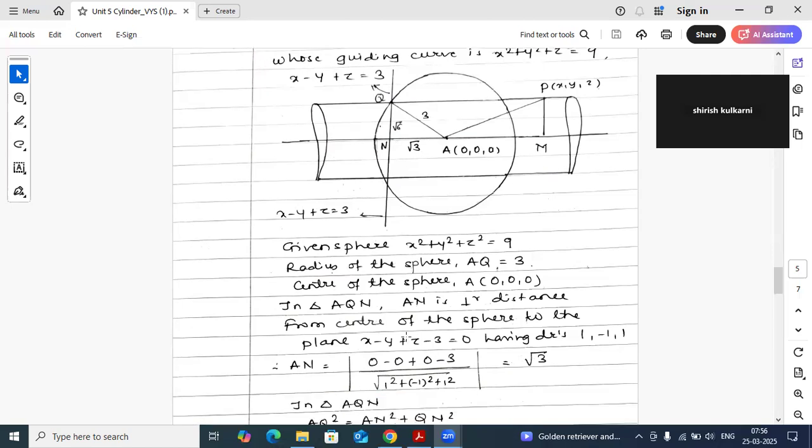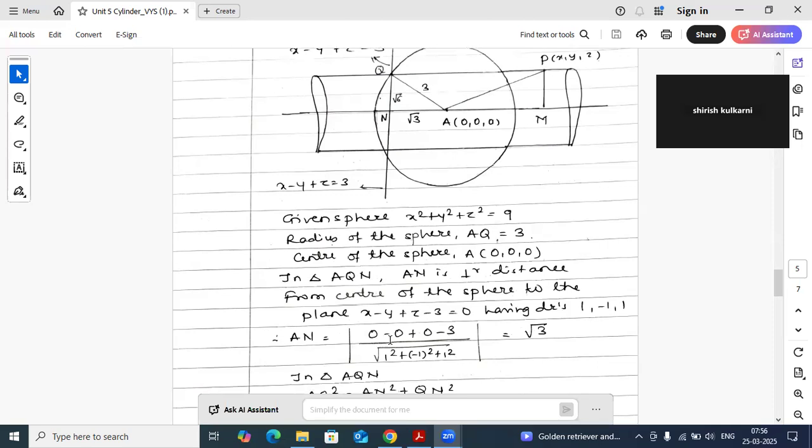Clear? Then first find out the perpendicular distance. You know the formula. The plane is x minus y plus z minus 3 is equal to 0. Here the coefficient of x is 1, the coefficient of y is minus 1, and the coefficient of z is 1. Therefore, the DRS is 1, -1, 1. Then multiply 1 into 0, minus 1 into 0, 1 into 0, and minus 3 as it is, upon under root of 1 square plus 1 square plus 1 square. This is the perpendicular distance formula: A x1 plus B y1 plus C z1 plus D upon under root of A square plus B square plus C square. Then you get the perpendicular distance AN is equal to root 3.